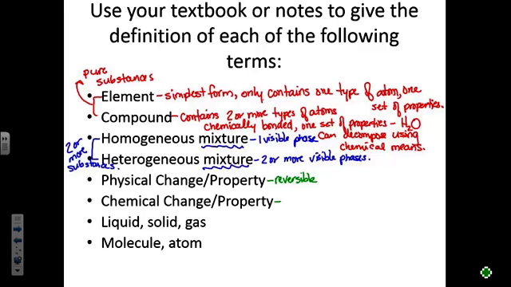Chemical changes and chemical properties, on the other hand, are not reversible. These result in a change in identity because you've broken some chemical bonds or you've made some new chemical bonds. Broken or made bonds.